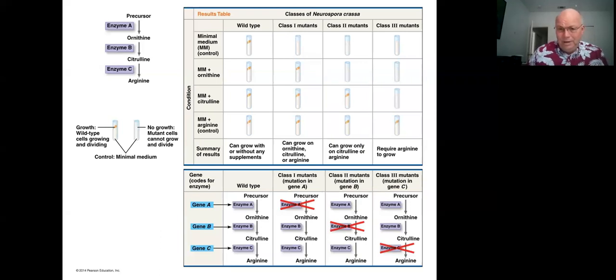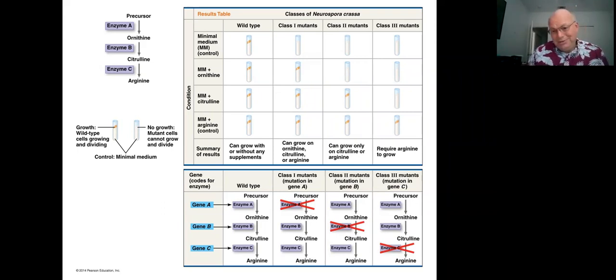Once it's supplied with ornithine, then it will produce citrulline and produce arginine. Of course, if you provide it with citrulline, it will still grow. If you provide it with arginine, it will still grow. But if you don't provide it with ornithine, it won't grow. And that indicated to them that the problem was in the conversion of the precursor to ornithine, whatever that precursor was. And because that chemical reaction was not occurring, they said that the problem must lie with enzyme A, because that's the enzyme that's carrying out the conversion. If the conversion doesn't happen, it's likely that enzyme A is the problem.